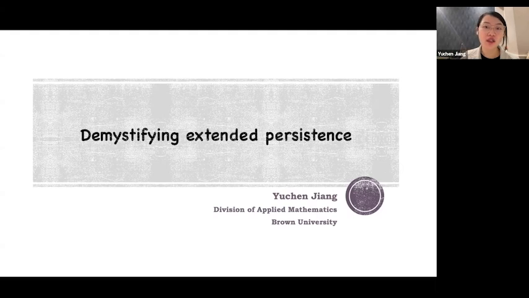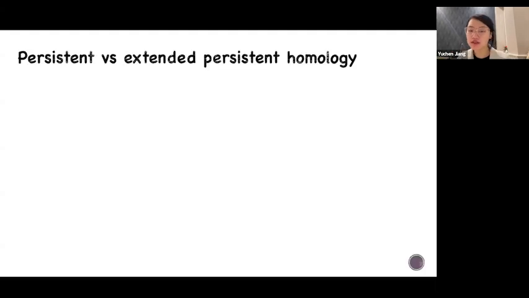And today I want to talk a bit about extended persistence, and in particular, I want to focus on how it relates to persistent homology. So let's start with the basic definitions.